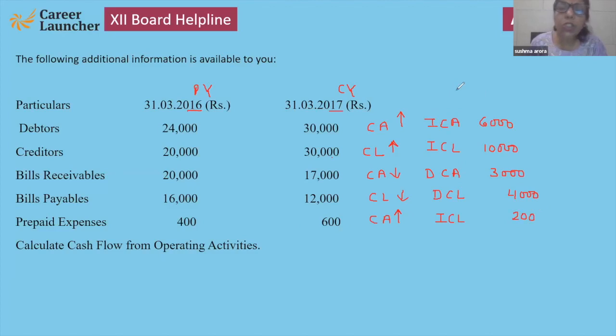So my dear children, here I am going to give you again a very easy way. You should learn one thing: DCA, ICL should be added, and ICA, DCL should be subtracted.